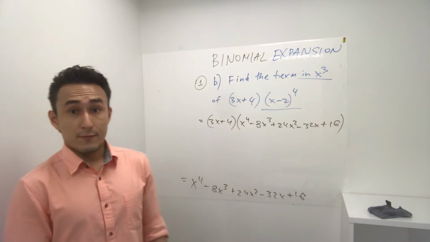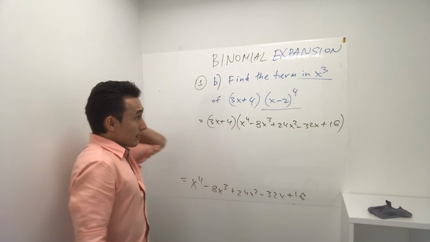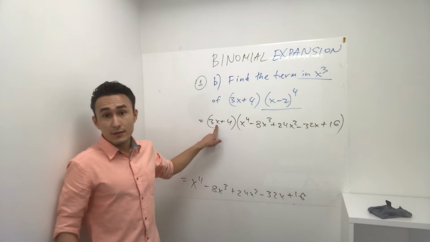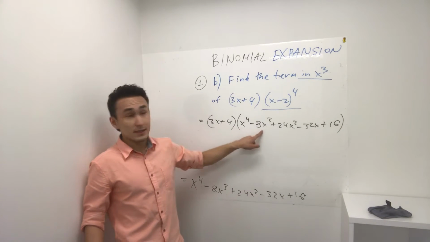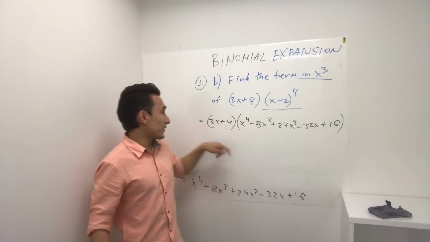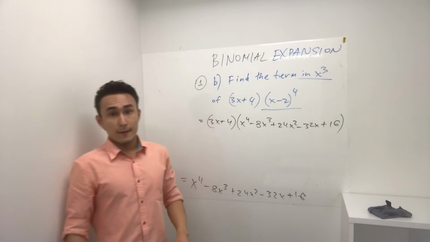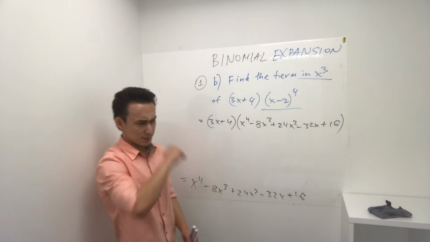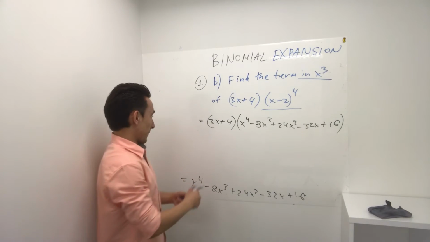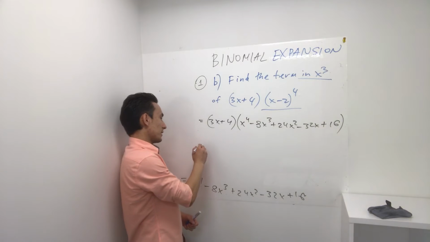now here's the very important step. You see this 3x? 3x will multiply with every term in the second bracket, okay? And then this plus 4 will multiply with every term in the second bracket. So what does it mean? Okay, so let's see. Term in x cubed.